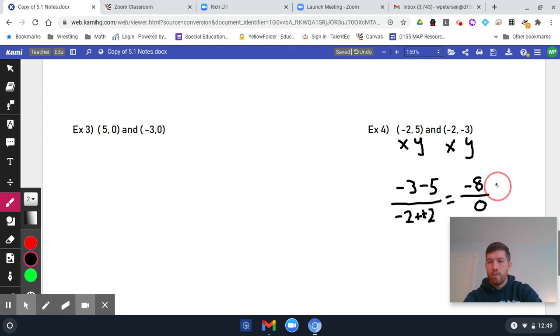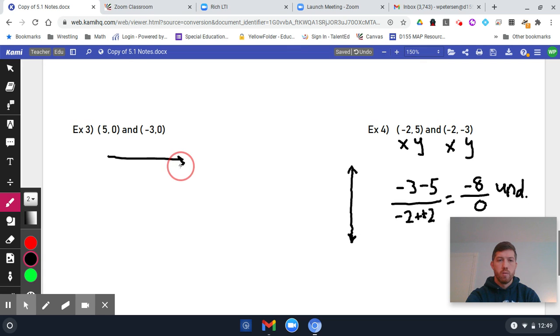And why is it error? Because this is the situation when we have an undefined answer. That is no solution. That is impossible. That is undefined. That is when our line, if we were to graph it, would look like this: a completely vertical line. The earlier one was a 0 slope, which would have been a horizontal line, and that is when 0 is on the top and our numbers are on the bottom.